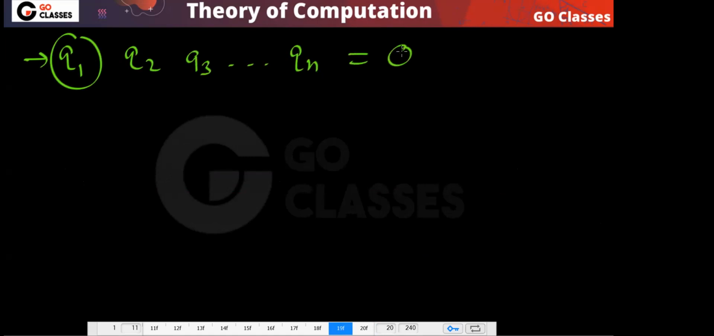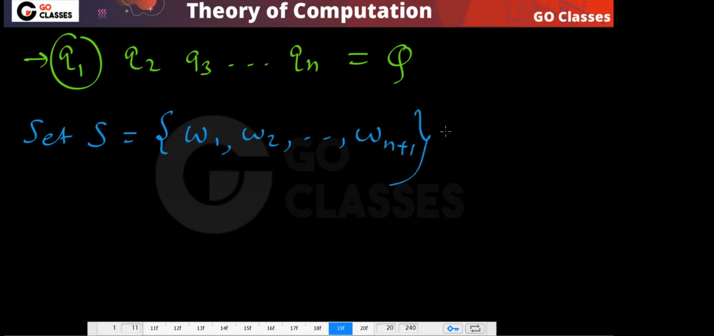By the pigeonhole principle, what will happen? Let's assume this is your DFA. In the DFA, you have a total of n states, Q1, Q2, Q3, and so on, Qn. This is the set of states Q. Now I can take any set of strings, maybe W1, W2, and so on, Wn plus 1. So in total you have n plus 1 strings, where each Wi is a string.